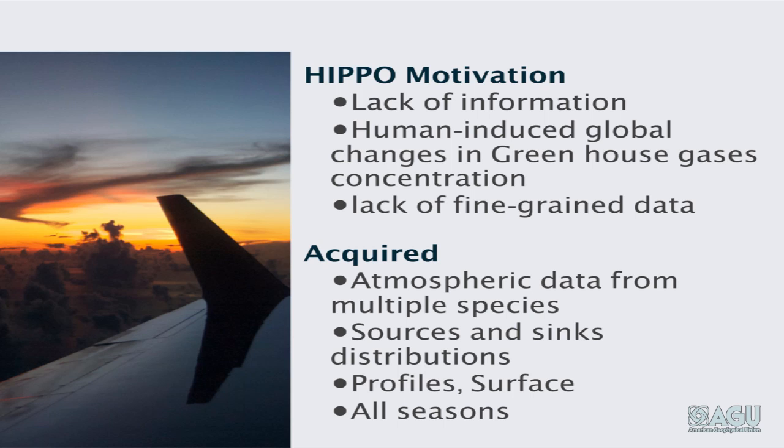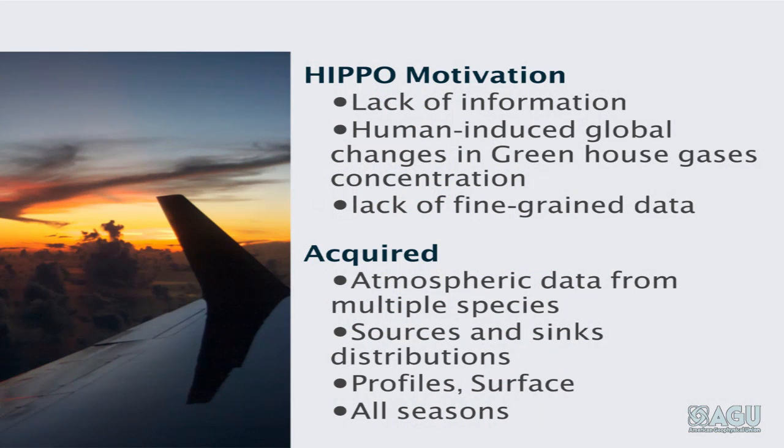Most of the motivation behind HIPPO was the lack of information about these man-made, human-induced global changes in the greenhouse gases. The airplane went basically from pole to pole, hopping from island to island, from 47,000 feet all the way to close to the ground, making observations. These observations were done by drawing air inside of the plane and analyzing it with the instruments, or by in situ measurements on the wings of the aircraft.